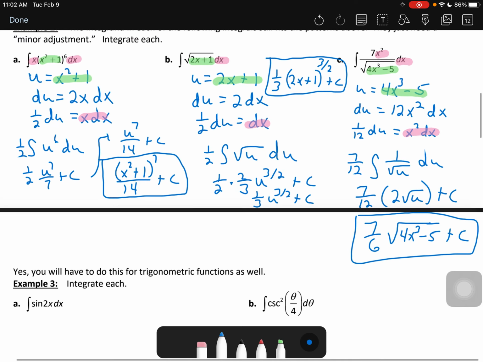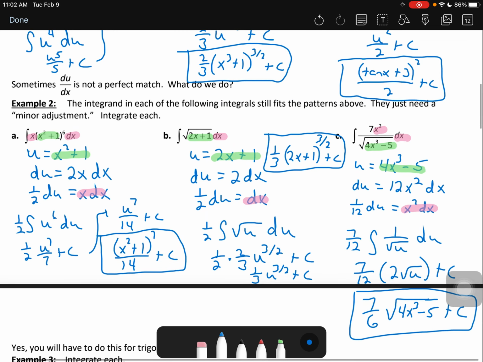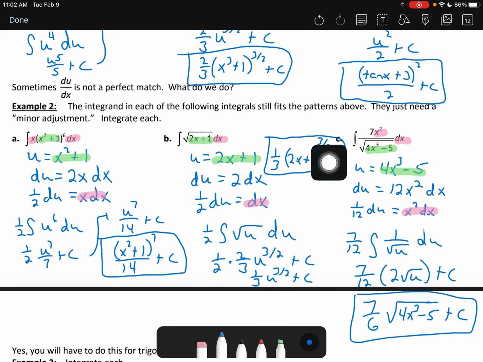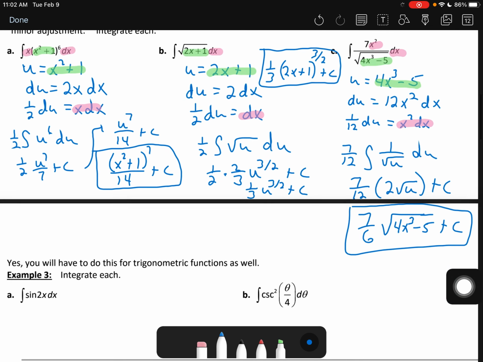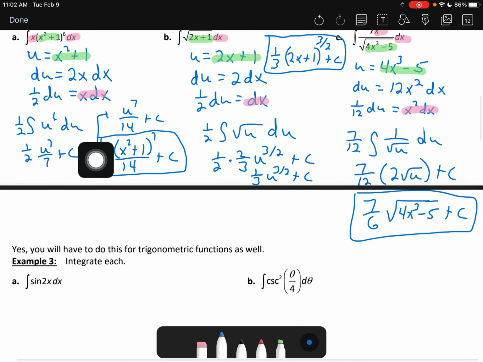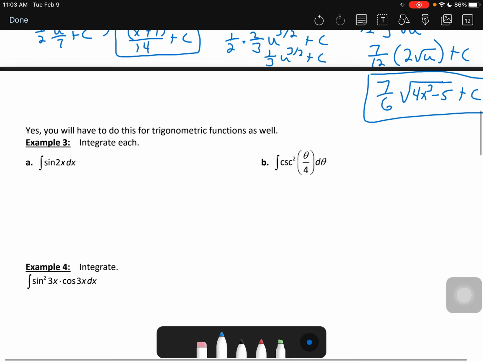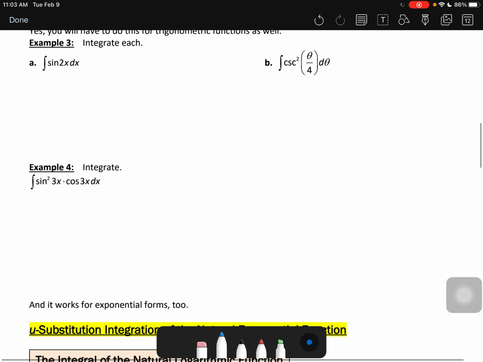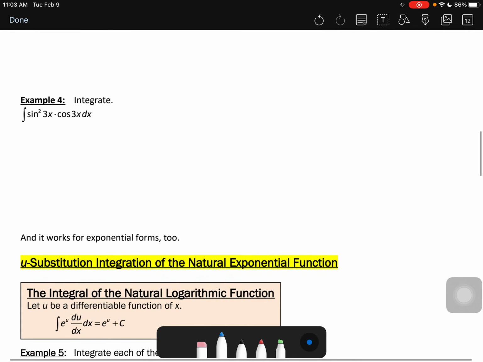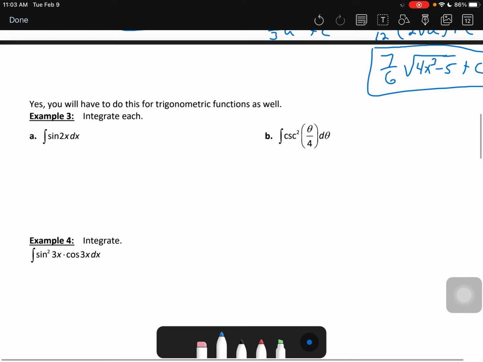All right. So those are some u substitutions where we had to do some minor adjustments, they would say. Those had to do with dividing this out, or pulling a constant out, like that 7, and things like that. Okay. I think we can get through example 3, and I think we can do 3 and 4, and then I'll finish up with the rest of this in another video.